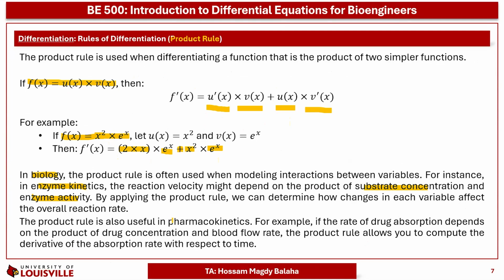And if you are dealing with pharmacokinetics, the rate of change in drug absorption may depend on the product of drug concentration and the blood flow rate. And here, the product rule will allow you to compute the derivative of the absorption rate with respect to time. So simply, if you have two or more variables, the product rule will help you understand the rate of change with respect to a variable such as time.